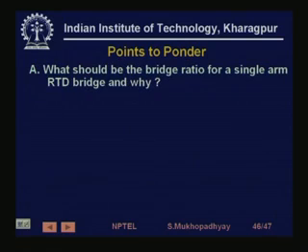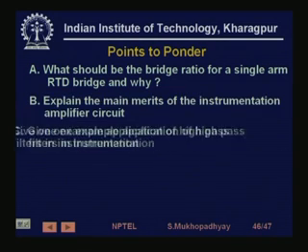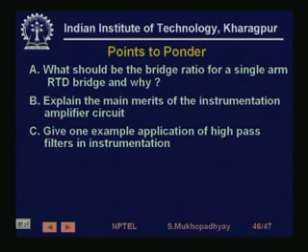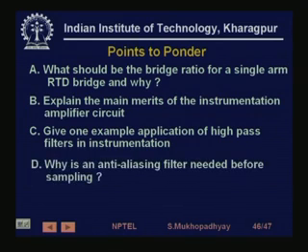So, points to ponder: you can think about what should be the bridge ratio for a single arm resistance temperature bridge. It should be low, because the resistance change in an RTD bridge is quite high in contrast with the strain gauge bridge. Then explain the main merits of the instrumentation amplifier circuit, which we have discussed already. Give one example application of high pass filters in instrumentation. You can think of something where there is no low pass signal, it is the noise. And why is an anti-aliasing filter needed before sampling? For this you have to learn what is known as the Nyquist sampling theorem.